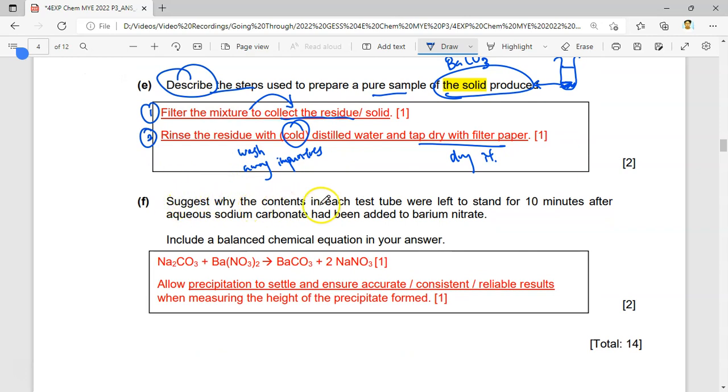Okay, last one, suggest why the contents in the test tube were left to stand for 10 minutes after. Suggest why, why actually this explanation. You got to suggest. So this is like to think through and then provide an explanation for it. So why were they left to stand for 10 minutes after the aqueous sodium carbonate has been added to barium nitrate? So they want to include equation. So equation here, because there's only one balanced chemical equation, actually you don't need state symbol.